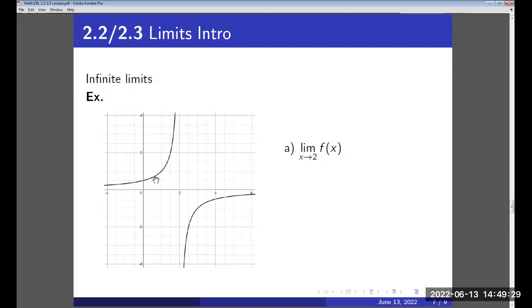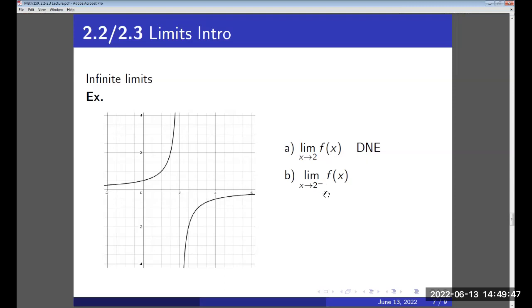Well, on the left side, it's going up and up and up. On the right side, it's going down, down, down. It's not the same place. So that two-sided limit would be DNE, does not exist. Okay. Sure. That's not all that interesting. We kind of know that already.